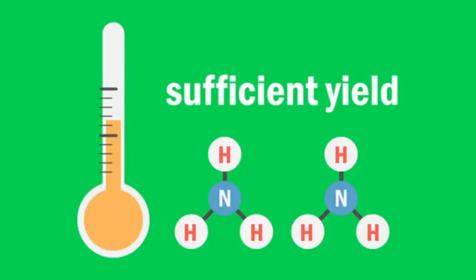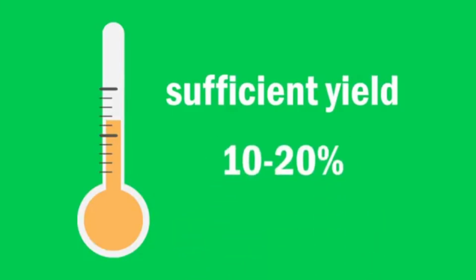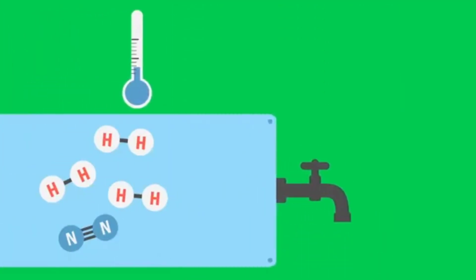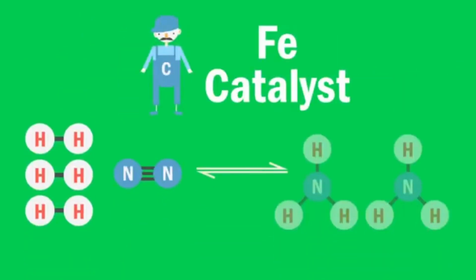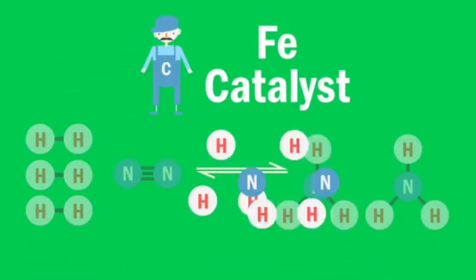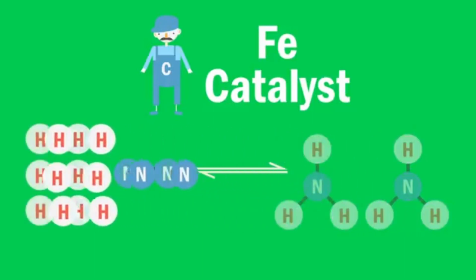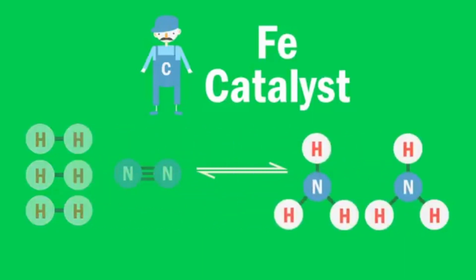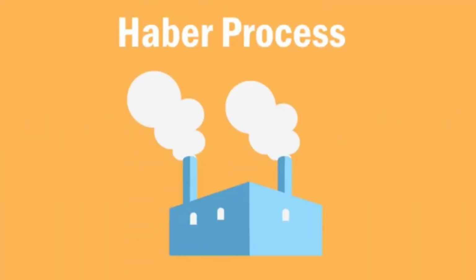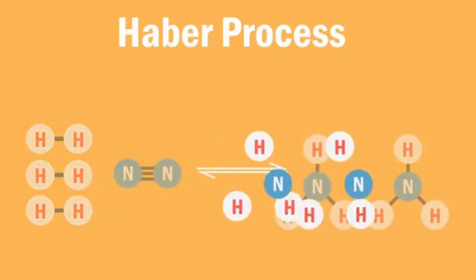The yield of this process is 10 to 20%. Remember from the introduction that unused gases are recycled, so no reactants are wasted. As well, an iron catalyst is used in this process. The presence of the catalyst does not affect the position of equilibrium, but increases the rate at which equilibrium is reached. In conclusion, the Haber process is the industrial process to produce ammonia from hydrogen and nitrogen.